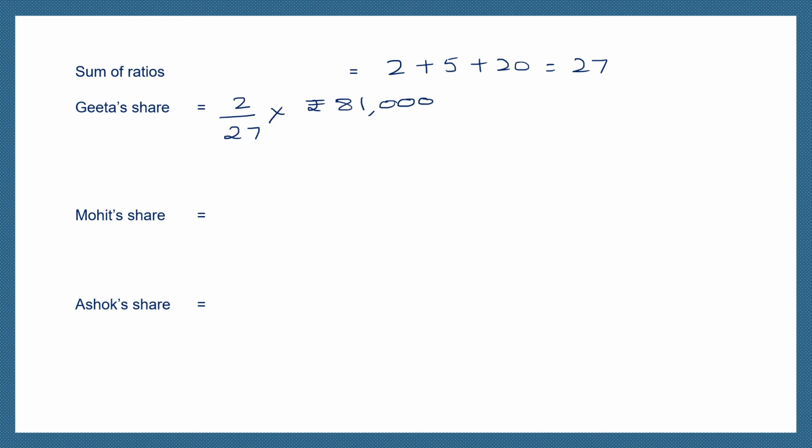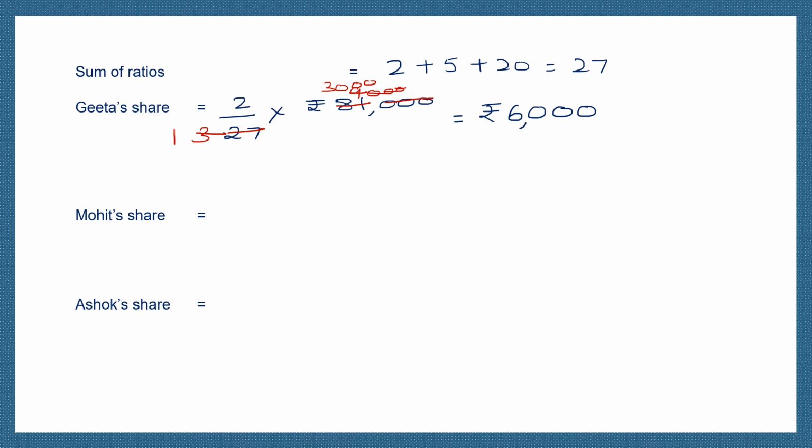27 by 9, 9 threes are 27, 9 nines are 81, and I can add the 3 zeros. I can cancel this again by 3, 3 ones are 3, 3 threes are 9, and 1, 2, 3 zeros. So that makes it 3,000. So 2 into 3,000. So let's multiply 2 into 3. 2 threes are 6, and add the 3 zeros. 1, 2, 3. So Geeta's share is 6,000 rupees.